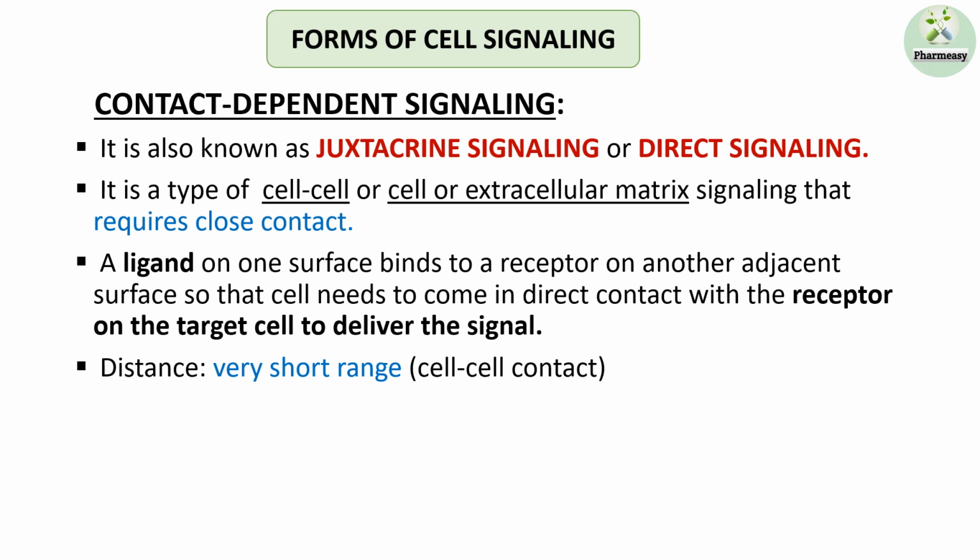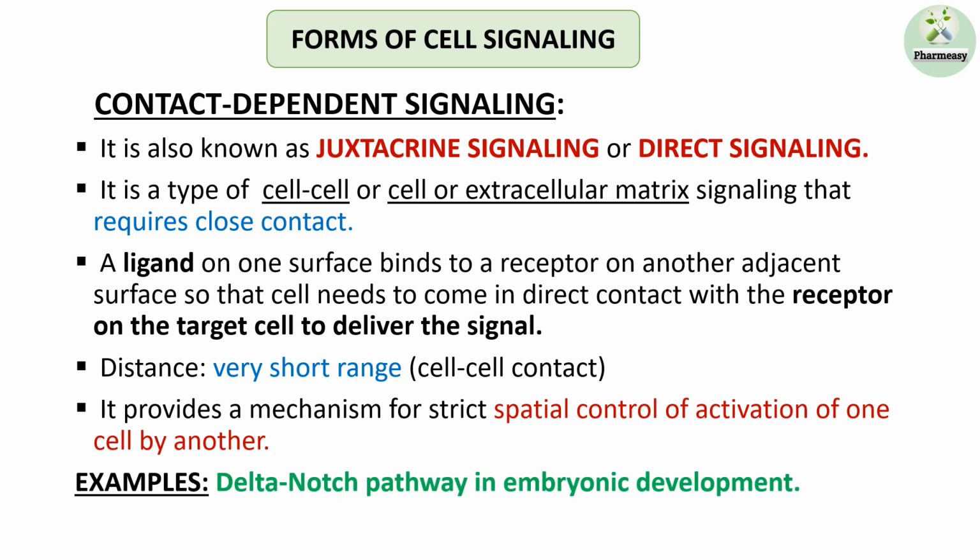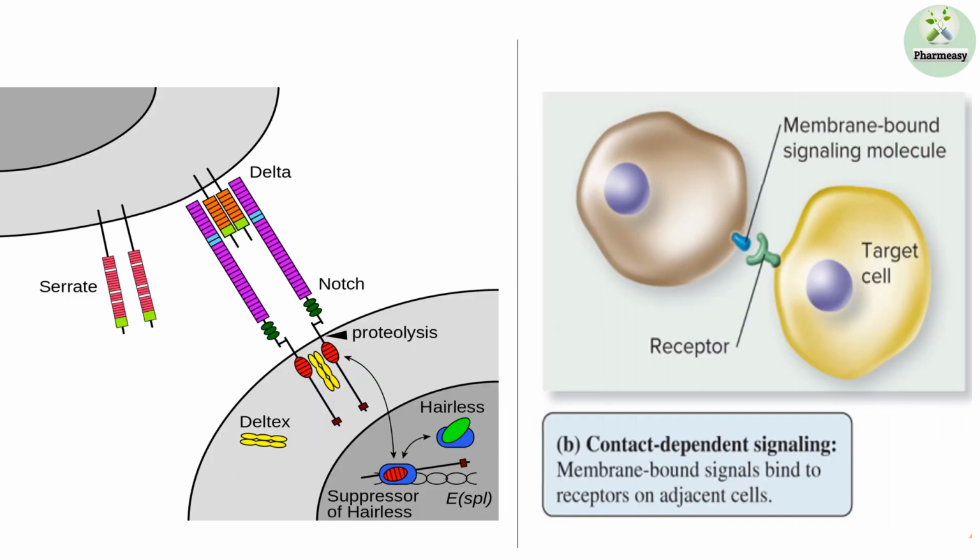Distance of cell-to-cell contact is very short range. It provides a mechanism for strict spatial control of activation of one cell by another. Example of contact-dependent signaling is delta-notch pathway in embryonic development. In this figure, it shows the delta-notch pathway in embryonic development. Delta is a transmembrane protein on the signaling cell that binds to notch, which is a receptor on the receiving cell. And in this figure, receptor is present on the target cell and signaling molecule binds to it.